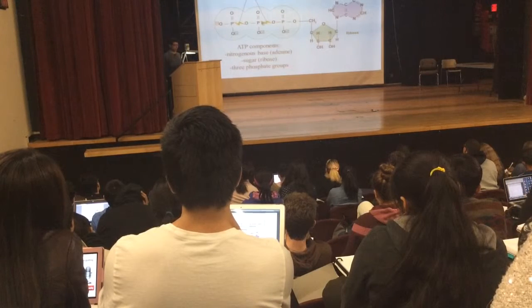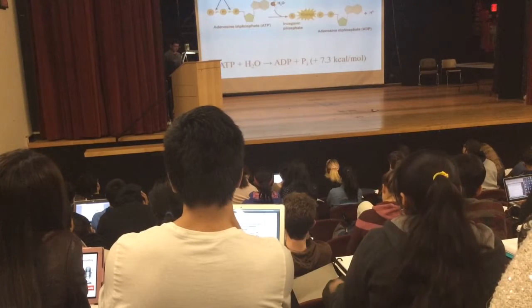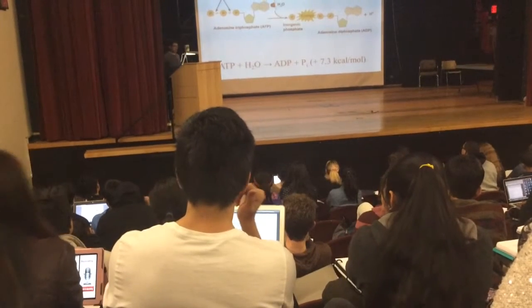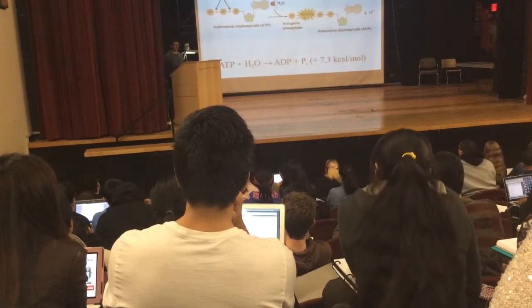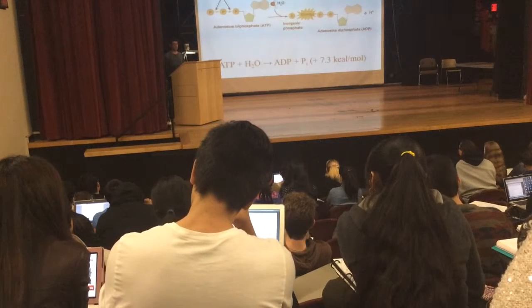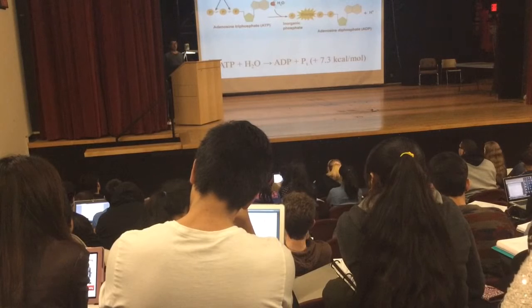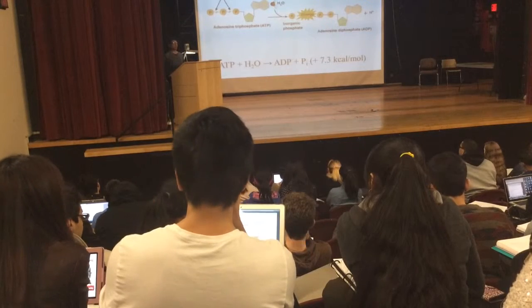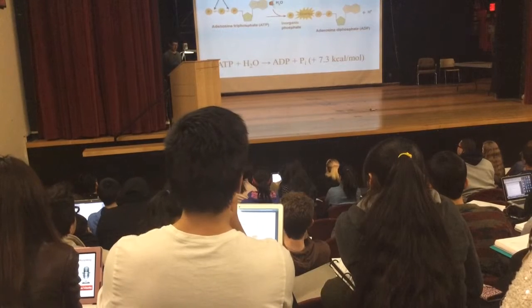So when you remove one of the phosphate groups, that releases energy. How much? About 7 kilocalories. So this hydrolysis of ATP, removing one of the phosphate groups to make it diphosphate, releases approximately 7.3 kilocalories of energy per mole. Which is good because you can then use that energy to drive other reactions that require energy if you couple them together. So let's take a look at an example.